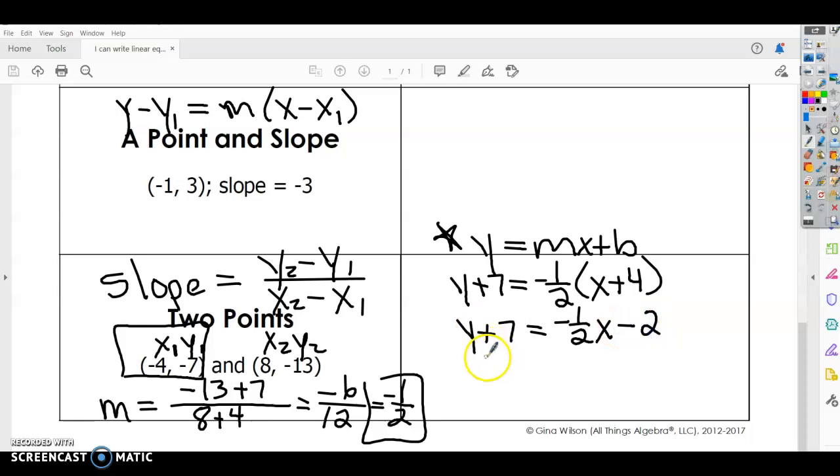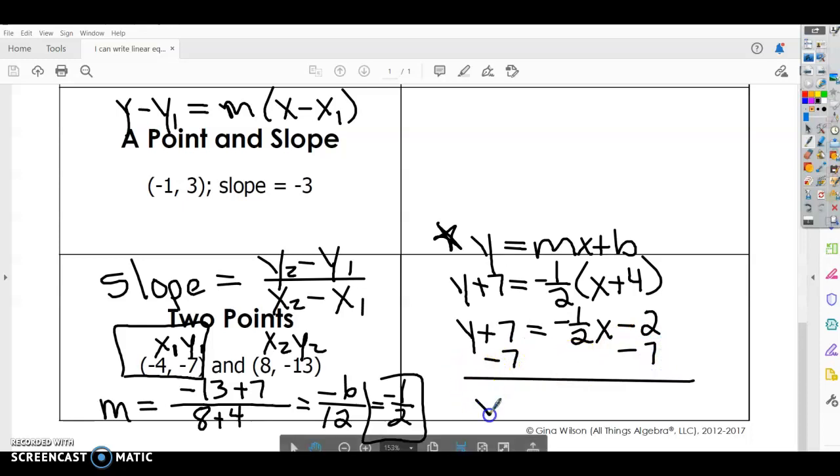Now, one more step. Let's subtract 7 from both sides. y equals negative 1/2 x, and negative 2 minus 7 is negative 9. All right, so again, we went to slope-intercept form given 2 points.